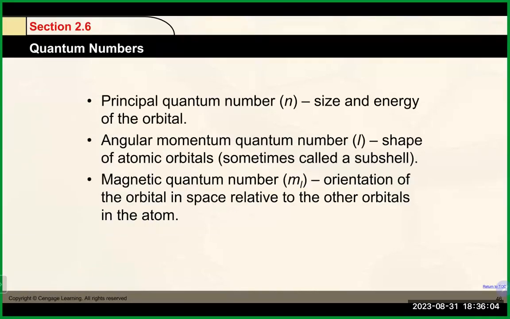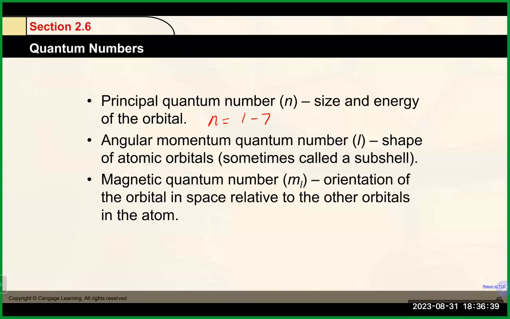The first one is n, the principal quantum number. It talks a little bit about size, but is mainly thought of as our energy levels. n can have values of 1 through 7. As we talked about before, n equals 1 is the ground state, which is the lowest in energy and closest to the nucleus. Anything above that is considered an excited state, higher in energy than the ground state.